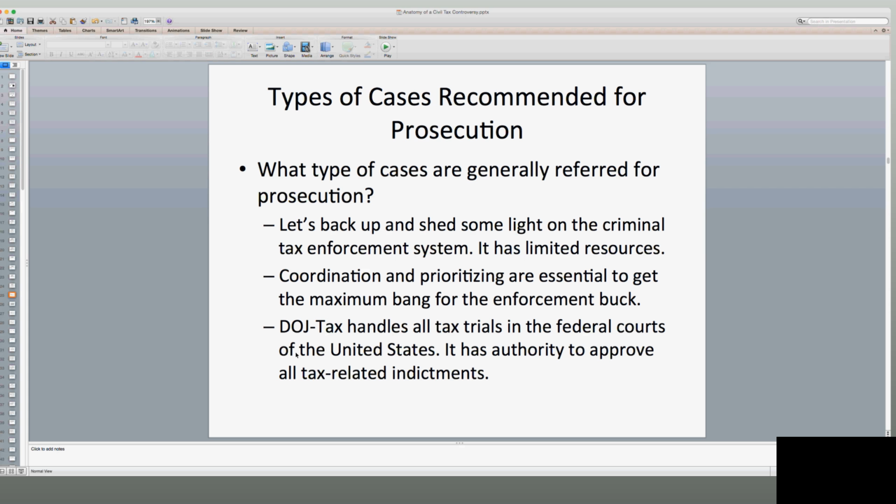What type of cases are generally referred for prosecution? Well, let us back up and shed some light on the tax enforcement system. As we all know, it has limited resources. Coordination and prioritizing are essential to get the maximum bang for the enforcement buck. And Department of Justice Tax handles all tax trials in federal courts of the United States. It has the authority to approve all tax-related indictments. However, that doesn't mean that it actually tries every case.